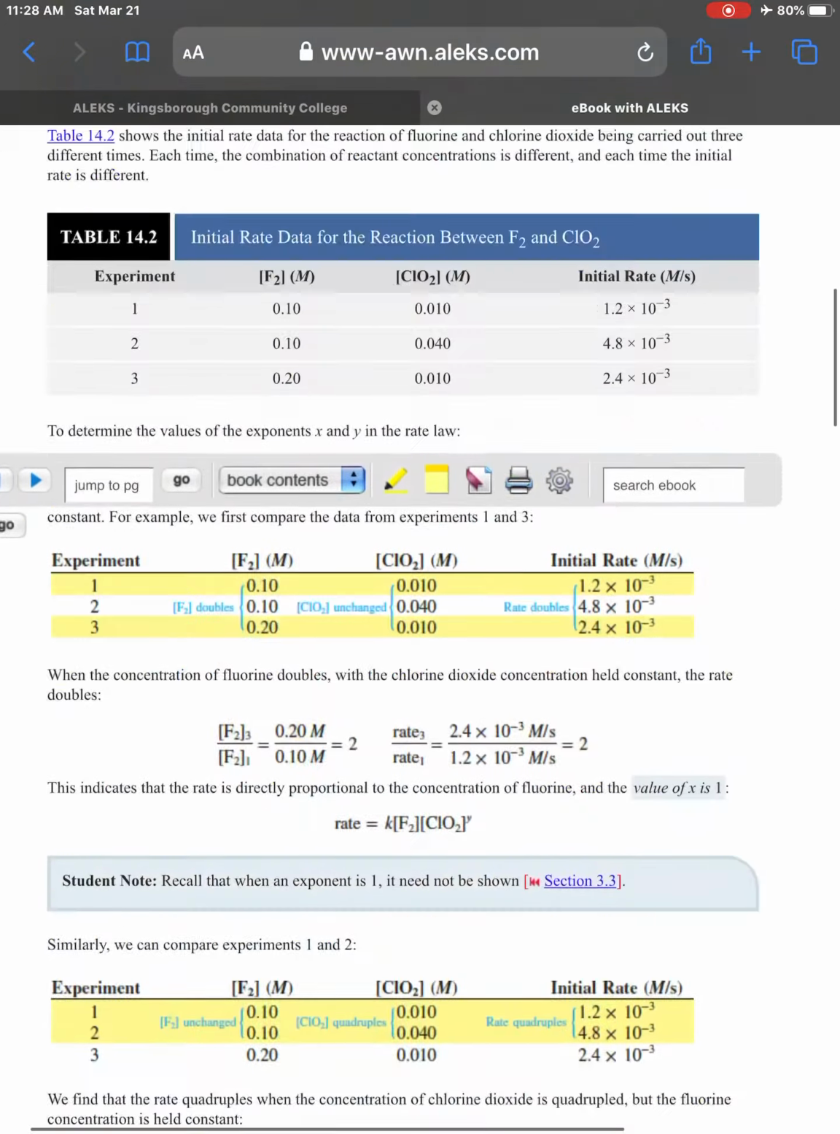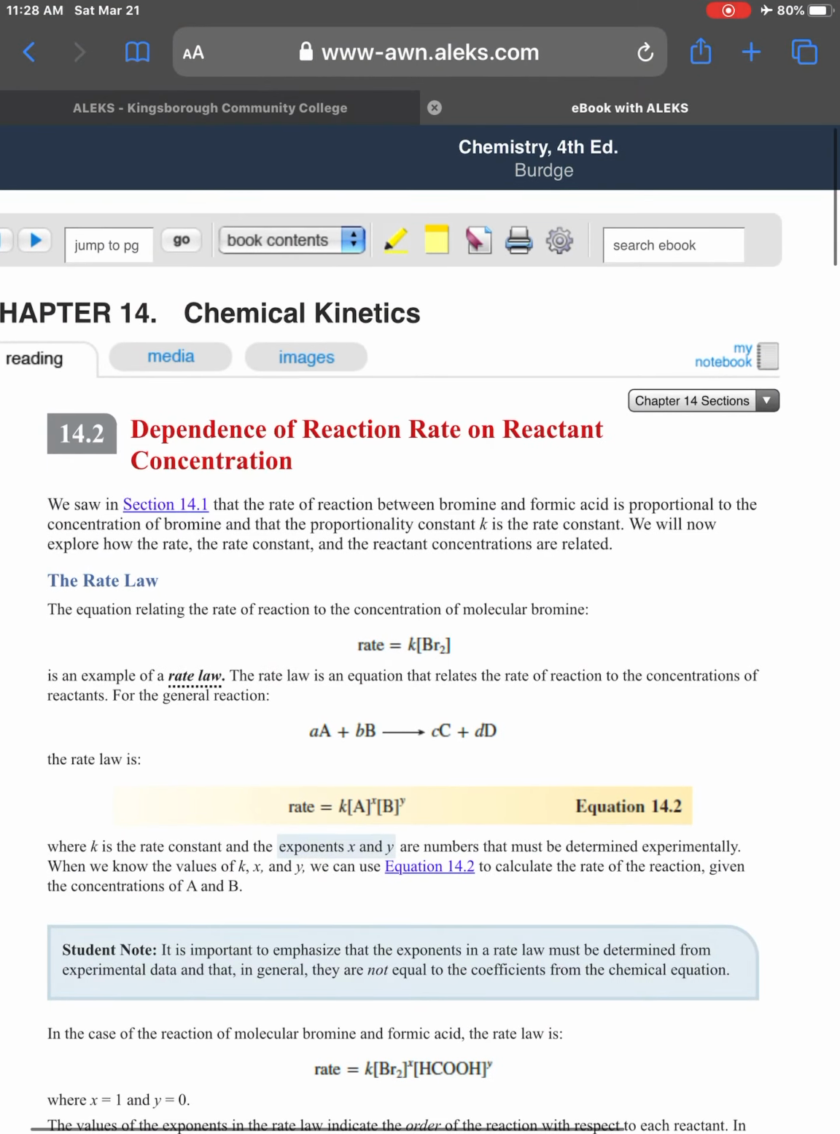But that pretty much is it for this section. Our next section will be 14.3, the effect of time.